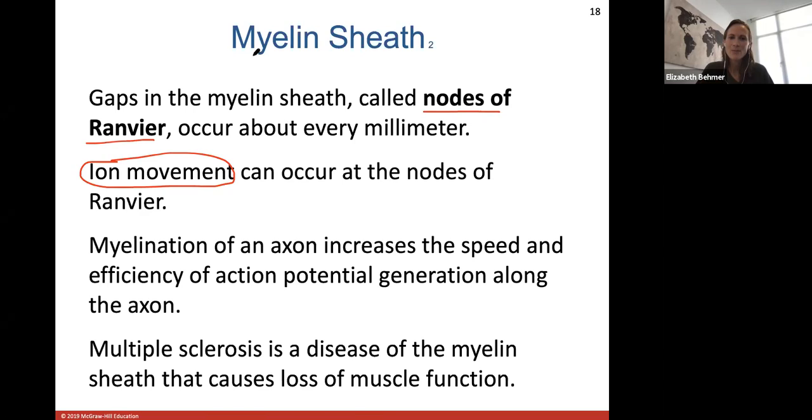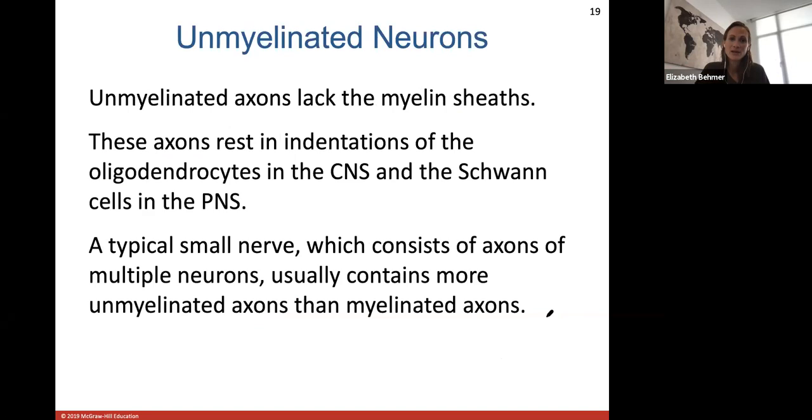Multiple sclerosis, for example, often we call this MS. We don't know why, but oftentimes MS starts affecting women in their 30s. There's no cure for it. There's just a maintenance prognosis or taking care of it. But MS is specifically a disease of the myelin sheath that causes loss of muscle function. So what multiple sclerosis does is it destroys the myelin sheaths on your axons so that the axons can't conduct their action potentials as quickly. You start to lose muscle function because they're not getting the innervation they need from the nerves.